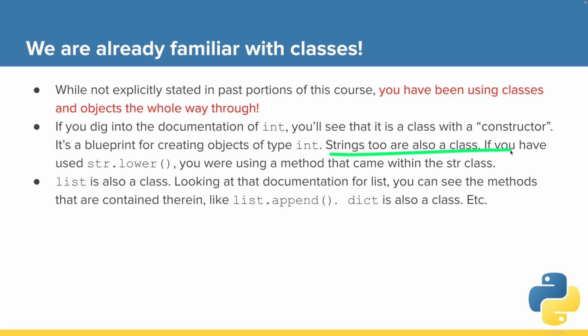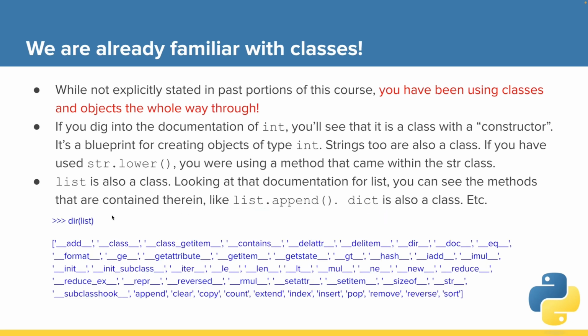Strings are also a class. We've used string.lower, the lower method of the string class. List is also a class. We can see the methods that are associated with it, like list.append. Append is a method of the list class. Dict is also a class.